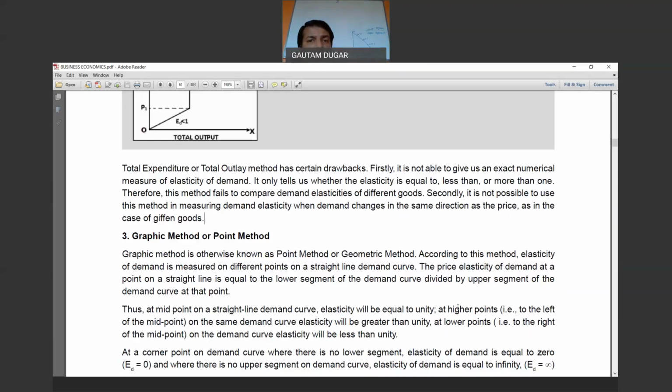This is the geometric method or the point method. The value of elasticity is different at different points on a straight line demand curve. Equal to 1, less than 1, equal to 0, greater than 1, infinity.